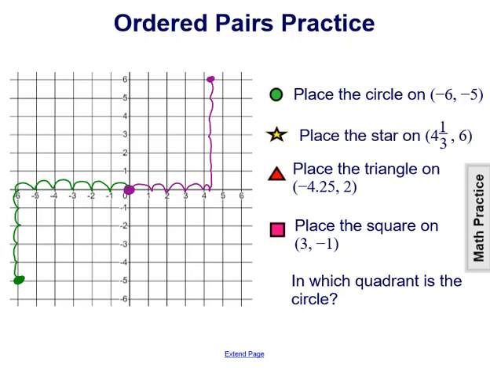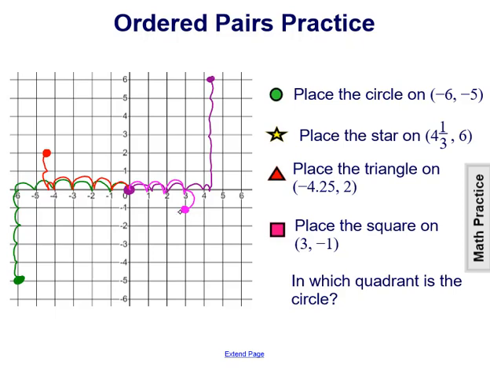We have the triangle is going on -4.25, comma 2. So starting at the origin, the -4.25, that first number, tells us to go to the left 1, 2, 3, 4 1/4, so 4.25, approximately there. And this second number of 2 tells us to go up 2. So the triangle will go there. Finally, we have to place the square on 3, -1. So from the origin, the first number of 3 says to go to the right 3. And then -1, the second number, tells us to go down 1. So we'll place the square there.